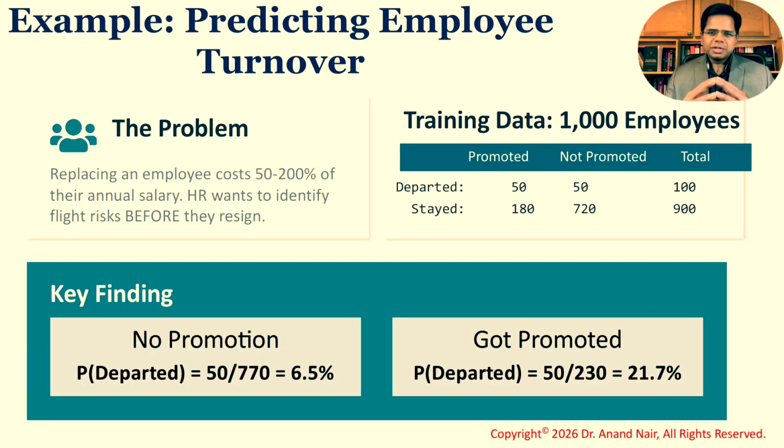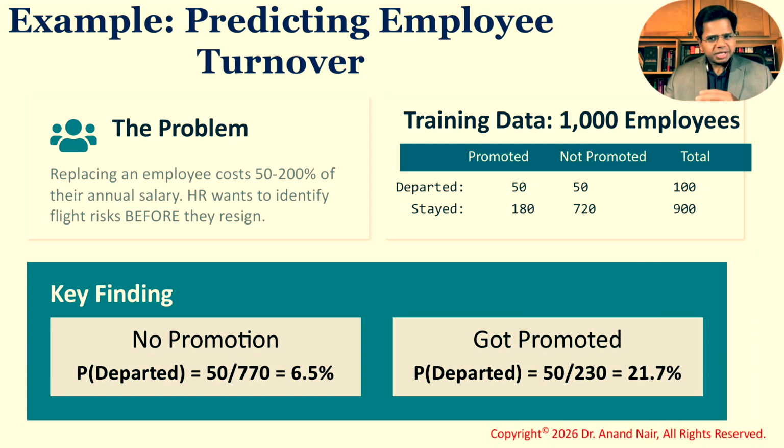Let's make this concrete with an example that gives HR departments everywhere sleepless nights. Employee turnover. Picture this. A tech company is hemorrhaging talent. Every time a skilled employee walks out the door, they lose institutional knowledge and face recruiting costs between 50% and 200% of that person's salary. That's potentially $150,000 to replace a $75,000 employee.